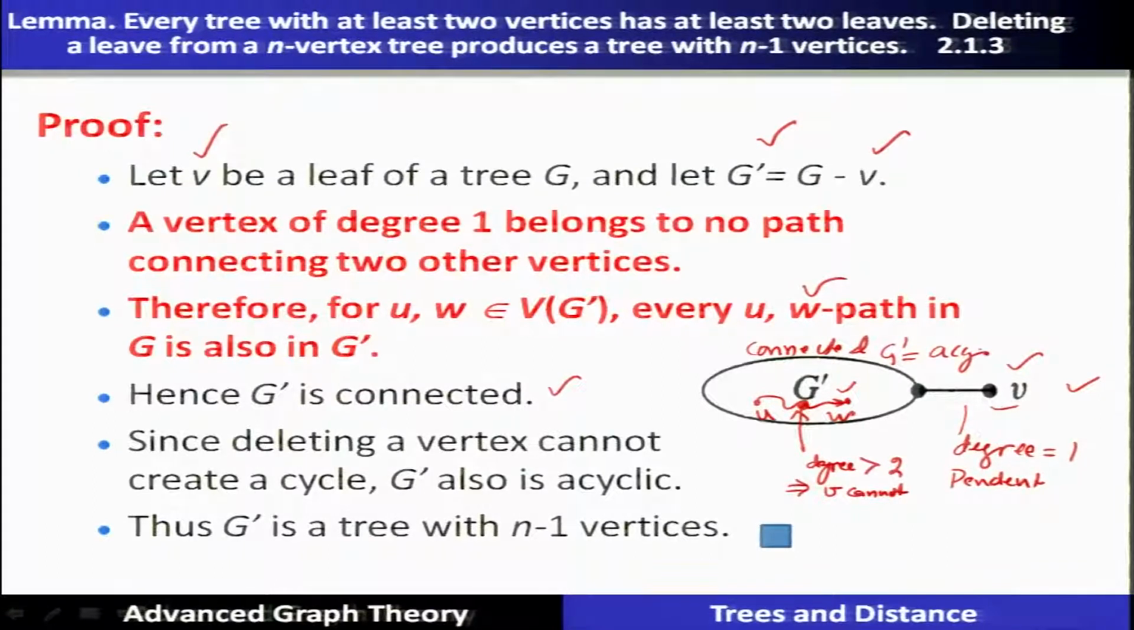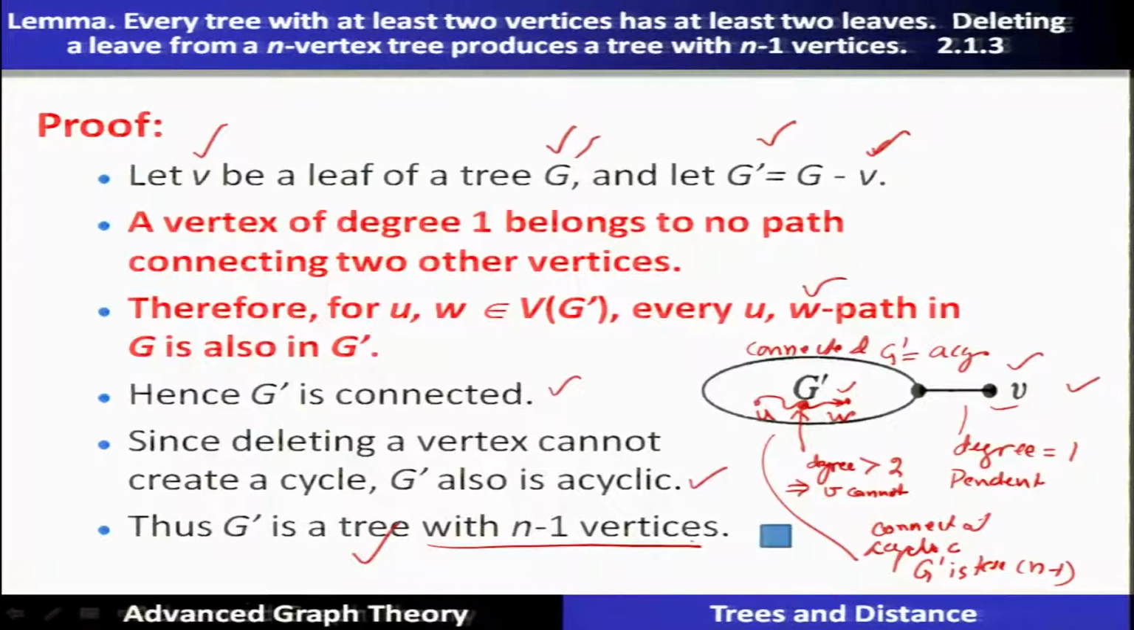Why? Because the original graph G is a tree, which is an acyclic graph. So if you remove a vertex from G, the remaining graph will also be acyclic. So it is connected and it is acyclic. Therefore G prime is a tree, but here the number of nodes is n minus 1, in contrast to G which has n nodes. So hence the statement is proved.